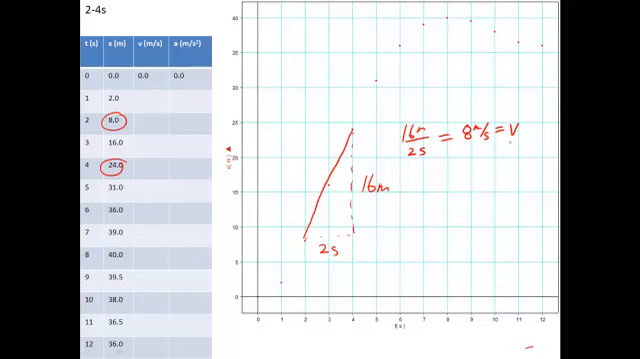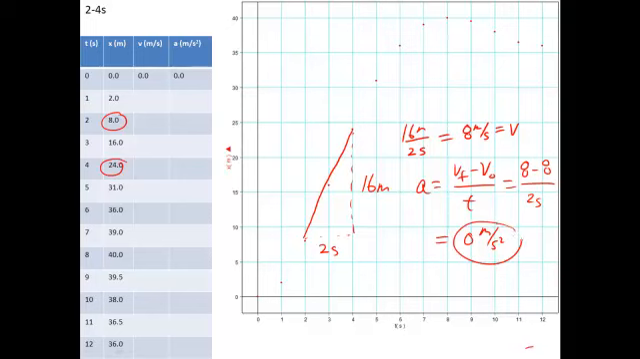Because the velocity is constant, and I know that the acceleration is the final velocity minus the initial velocity for that segment over the time, the change in velocity is just going to be 8, the final velocity during that segment, minus 8, which is the initial velocity, over a time of 2 seconds. So you get a constant acceleration of 0 meters per second squared. So that's the acceleration from 2 to 4 seconds, and that's the velocity from 2 to 4 seconds.